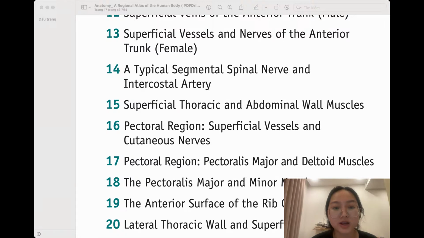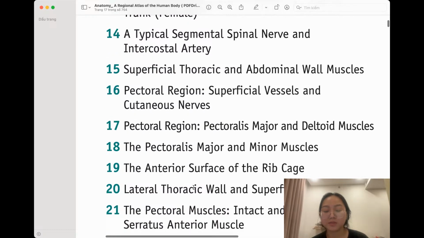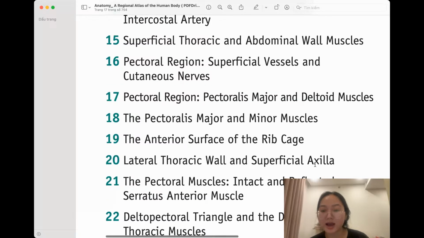Thick and fan shaped. Let me see it first. Oh, yeah, pectoralis muscles. So we call this one pectoralis major. Yeah, deltoid muscles already. Pectoralis major and minor muscles. The anterior surface and rib cage, or lateral thoracic wall and superficial axilla. Axilla is the front or the middle part from the armpits running laterally to the side of the trunk. So we call this one axillary. The pectoral muscles, we know this one, pectoralis muscles, right?